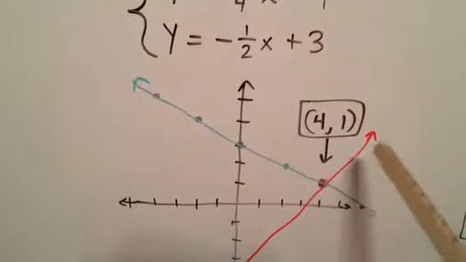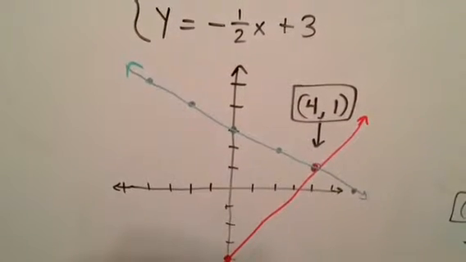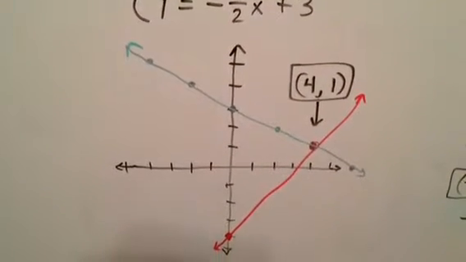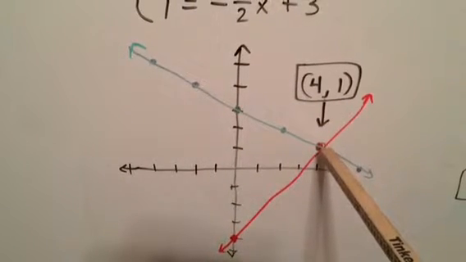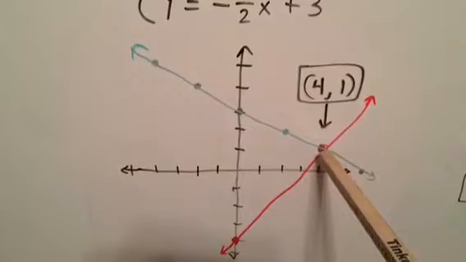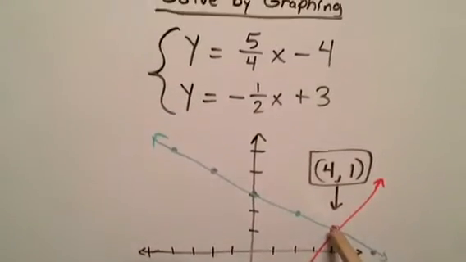Where the two lines intersect each other is the solution to this system of equations. The point x is 4, y is 1 is the solution to this system of equations.